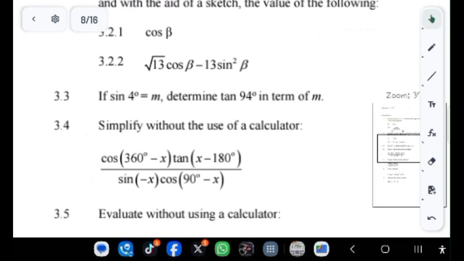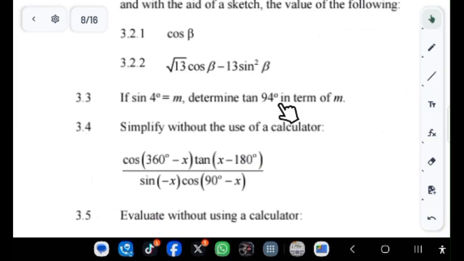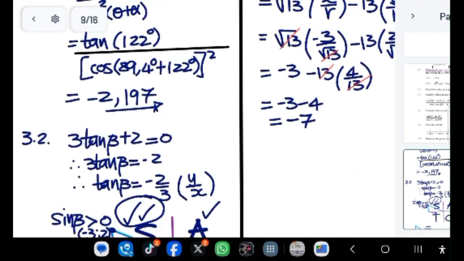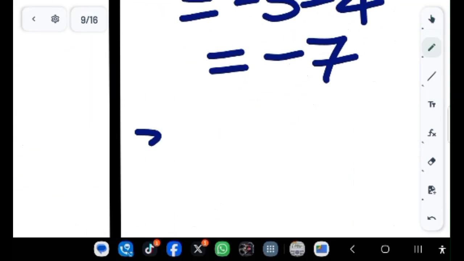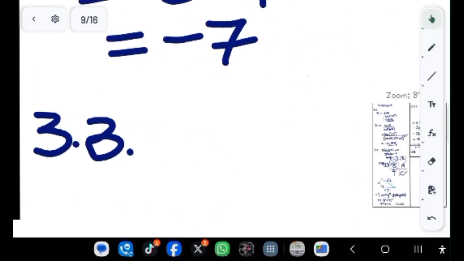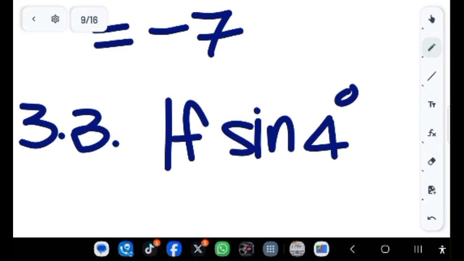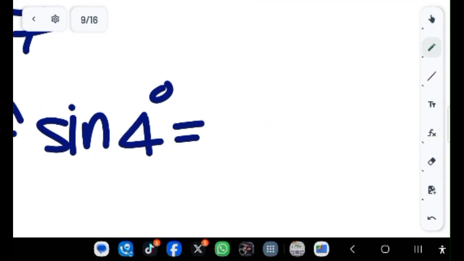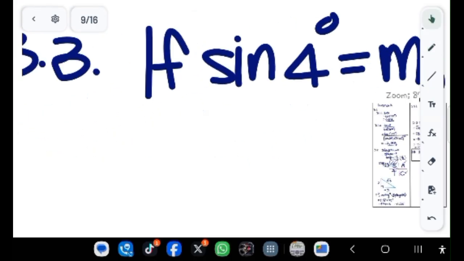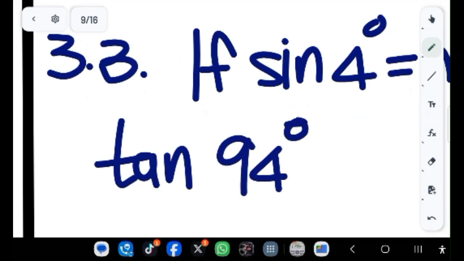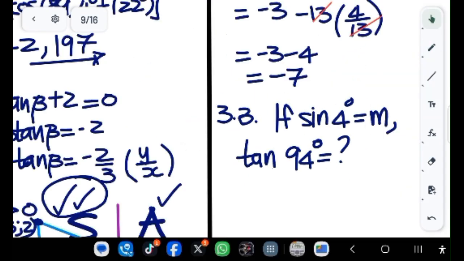Next, 3.3: if sine of 4 degrees equals m, determine tan of 94 degrees in terms of m. So the tan of 94 degrees equals what? That should be easy.